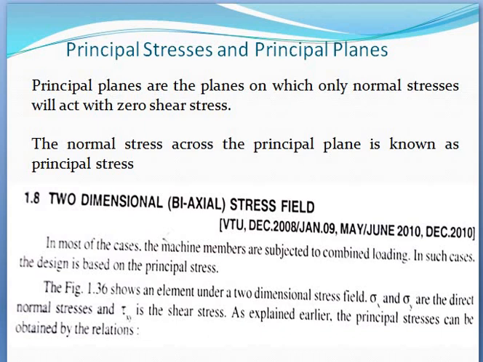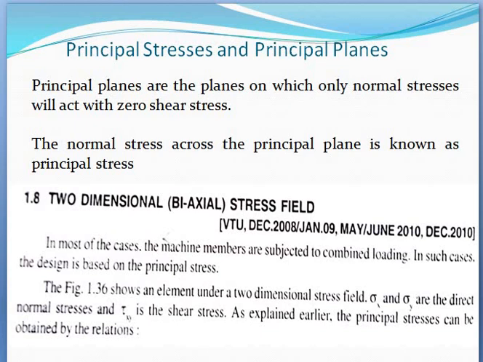Next we have the topic two dimensional stress field, which is also known as a biaxial stress field. As we know, in most cases the machine members or components will be subjected to combined loading conditions. In such cases the design is based on the principal stresses. So consider an element which is subjected to a two dimensional stress field, say sigma x and sigma y are the direct normal stresses and tau xy is the shear stress.